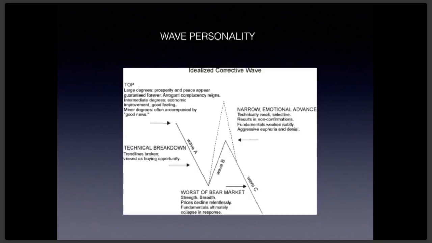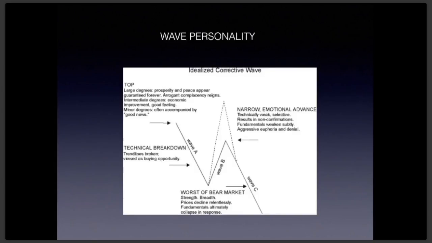So let me explain the psychology behind corrective waves. After wave 5, prosperity and peace appear guaranteed forever. And then all of a sudden, there's a technical breakdown. Amateurs will be thinking that this pullback in wave A will be a good buying opportunity. And in fact, they bought at the lows of wave A.